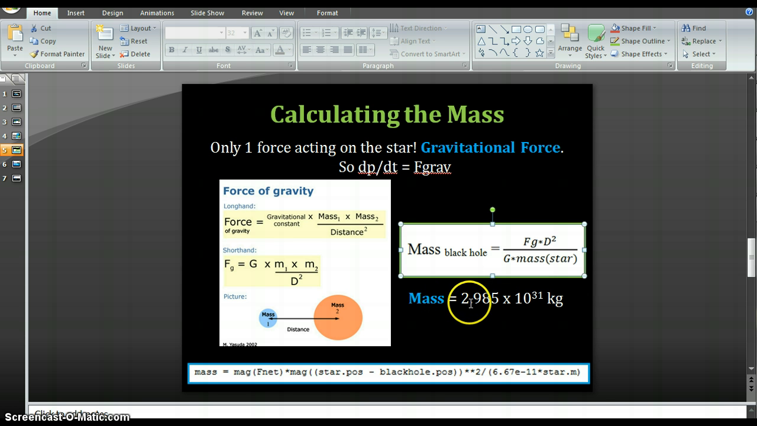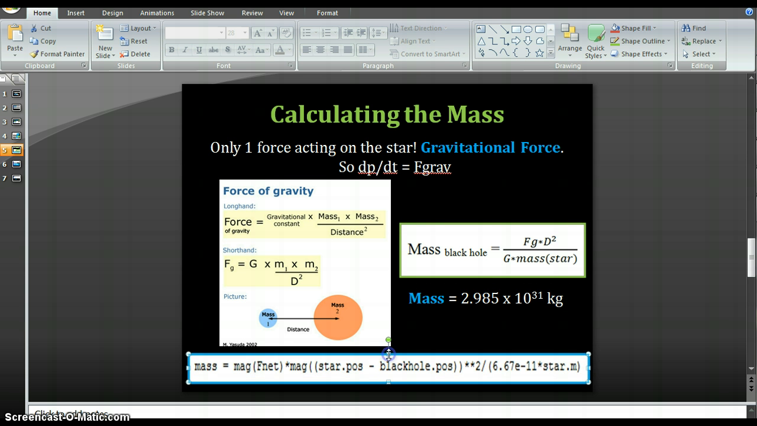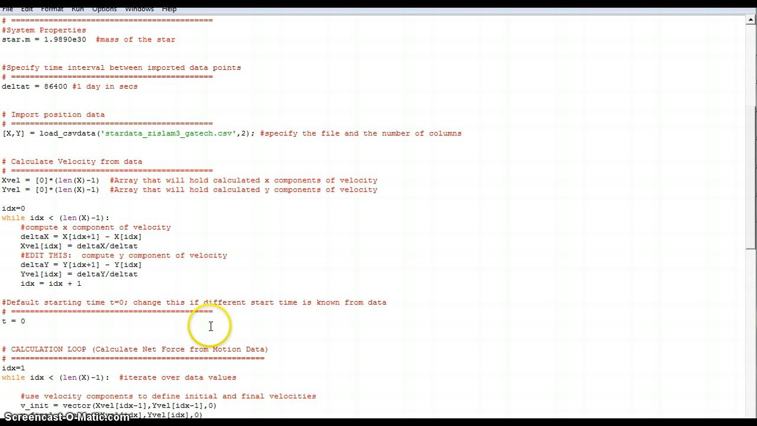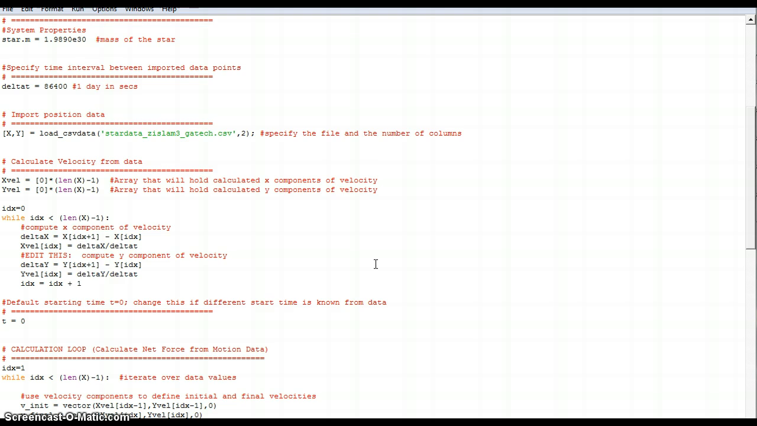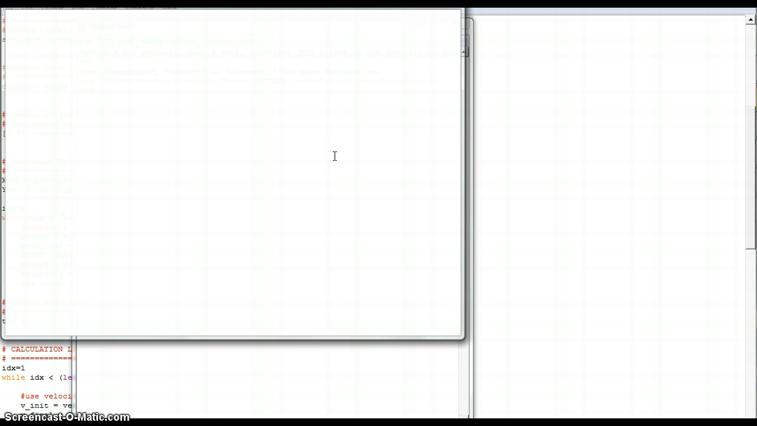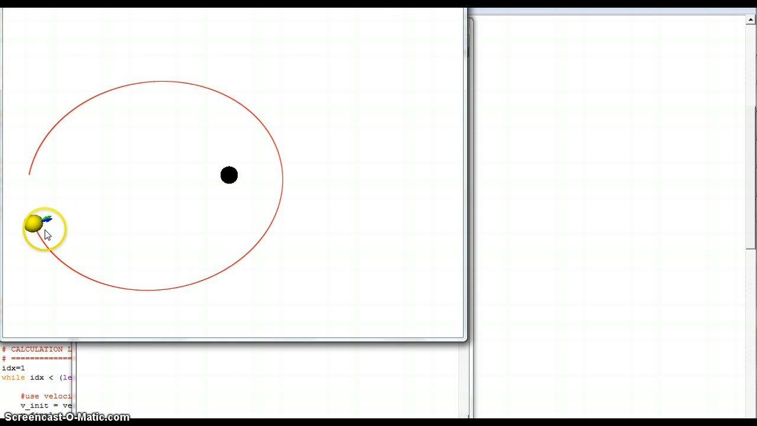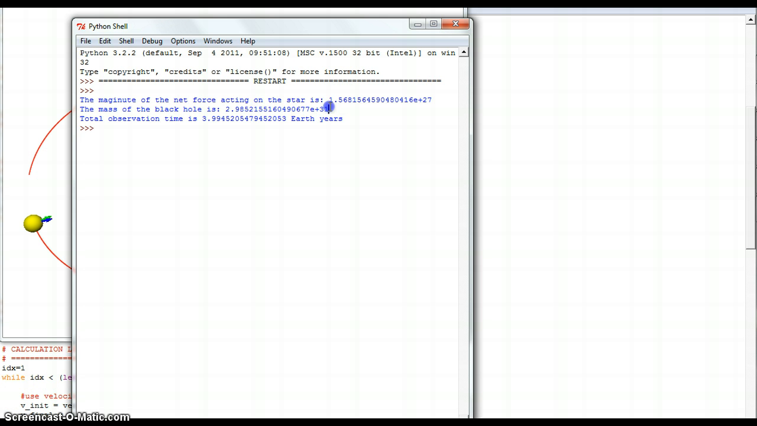And from doing that, I got the mass of the black hole to be 2.985 times 10 to the 31st kilograms. And I wrote that in my actual code like this. I just made it bigger for you guys to see. So I'll just run the program really quick for you guys to see what it looks like. So there we go. The yellow ball is the star, and the black hole in the middle is of course the black hole. I got it to print out the mass of the black hole, which is right here.